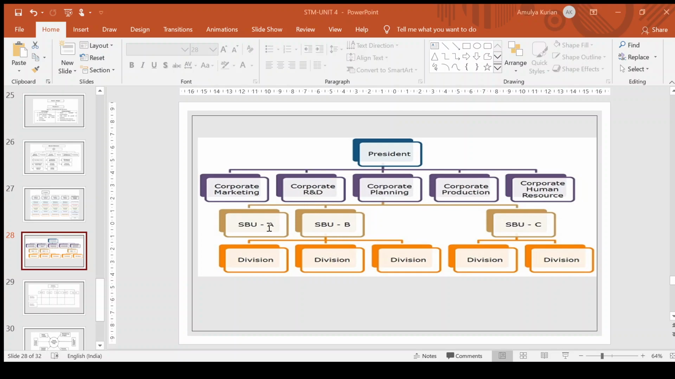In this one, a strategic business unit implies an independently managed division of a large company having its own vision, mission, objective, whose planning is done separately from other businesses of the company. Okay, so there will be a parent company and there will be strategic business units which will be coming under that main corporate one.